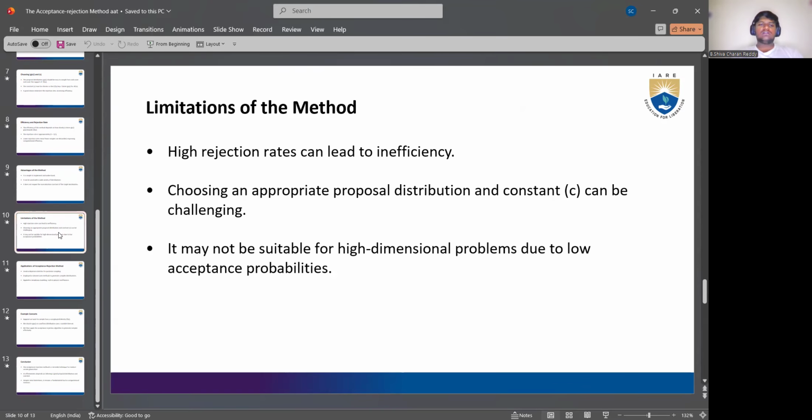Coming to the limitations of the method, high rejection rates can lead to inefficiency. Choosing an appropriate proposal distribution and constant c can be challenging. It may not be suitable for high dimensional problems due to low acceptance probabilities. As we talked about earlier, there are high rejection rates, which may lead to inefficiency and inaccuracy. Choosing an appropriate proposal distribution and constant is very challenging because there may be a large number of samples too. This method may not be suitable for high dimensional problems due to low acceptance probabilities.